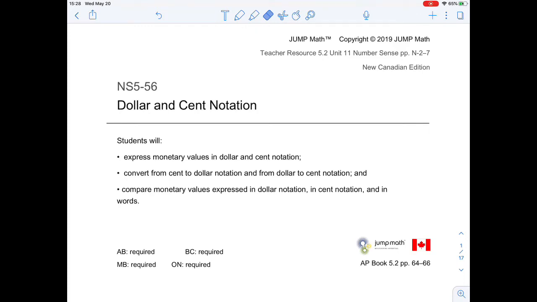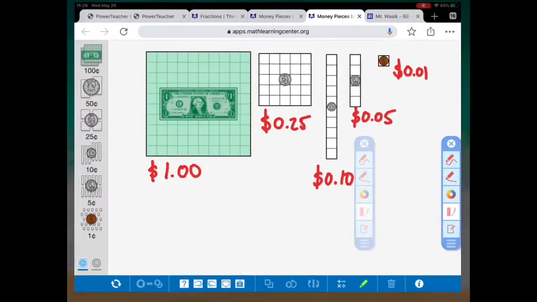In this lesson you will be able to express monetary values in dollar and cent notation. You'll be able to convert from cent to dollar notation and from dollar to cents. And you will be able to compare monetary values expressed in dollar notation, in cent notation, and in words. So let's get started.